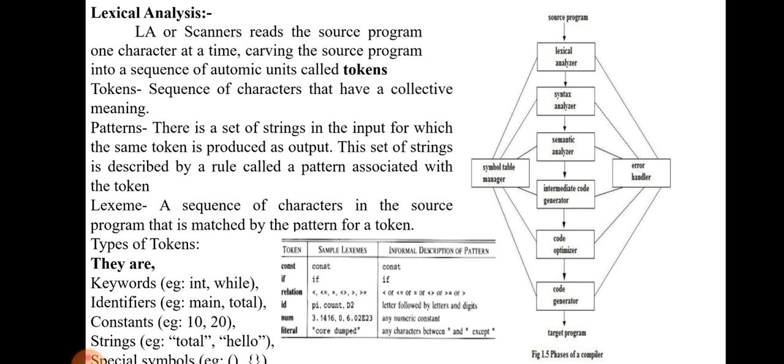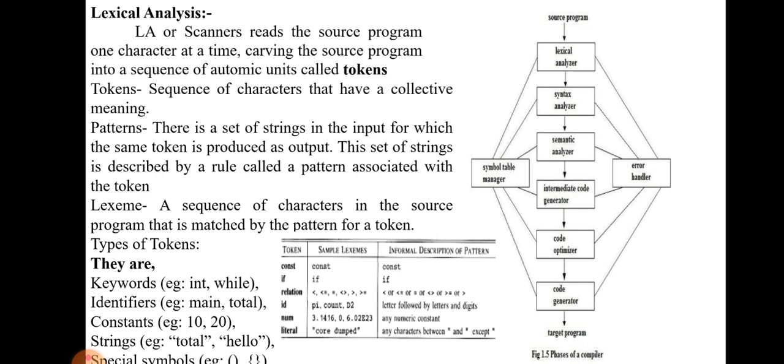Identifier is what is actually given by the user, also called an identifier or variable. A constant is a constant value, a number. Strings are given within double quotes, and special symbols include plus, minus, addition, arithmetic symbols, open bracket, and close bracket. These symbols are also called tokens.